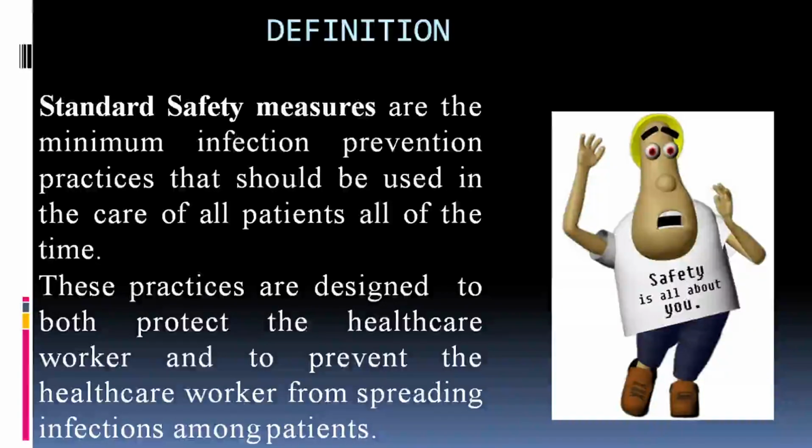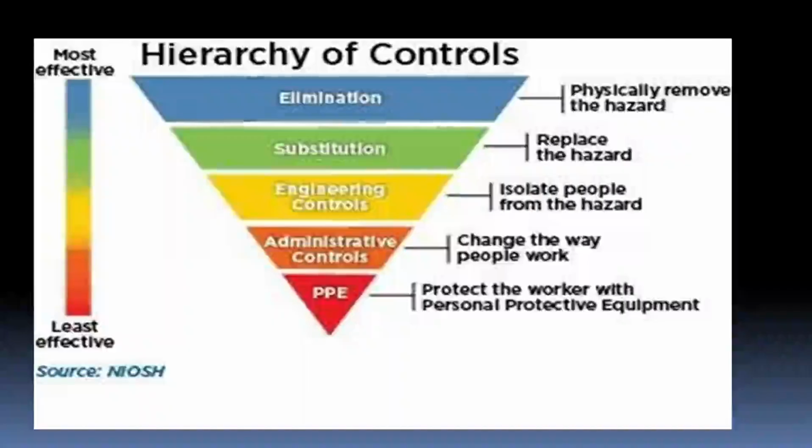Standard safety measures are the minimum infection prevention practices that should be used in the care of all patients all of the time. These practices are designed both to protect the healthcare worker and to prevent the healthcare worker from spreading infections among the patients. This is the hierarchy of control. The first one is eliminate, that is physical removal of the hazards. Second is replace the hazards, isolate the people from the hazards, and change the way people work. Lastly, protect the worker with personal protective equipment.